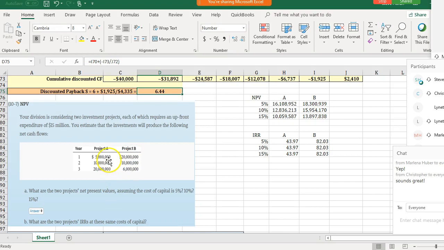Now I want you to recognize when you see the timing of these cash flows, that matters. You know, Project A, the biggest year is year 3.